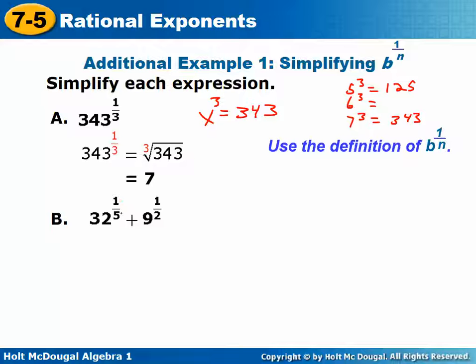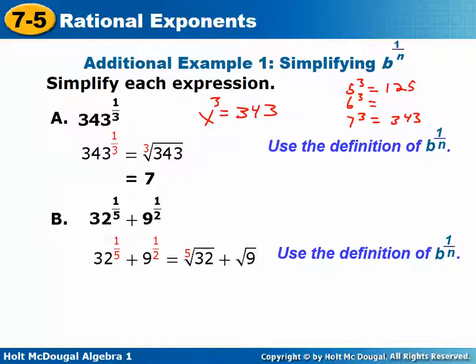Okay, 32 to the 1/5. That means, what is the fifth root of 32? In other words, what number could I take to the 5th power that would be equal to 32? I'm looking for that missing number there. So again, get your calculator out and try some different numbers to the power of 5 and see what you get. And you'll see that 2 to the 5th power is 32. So that means that the 5th root of 32 is 2.